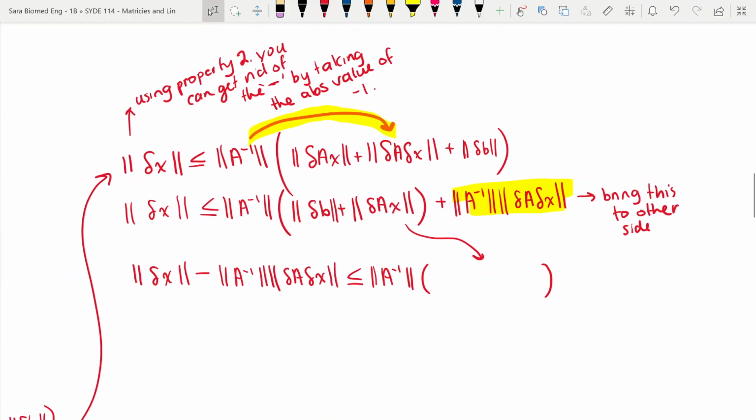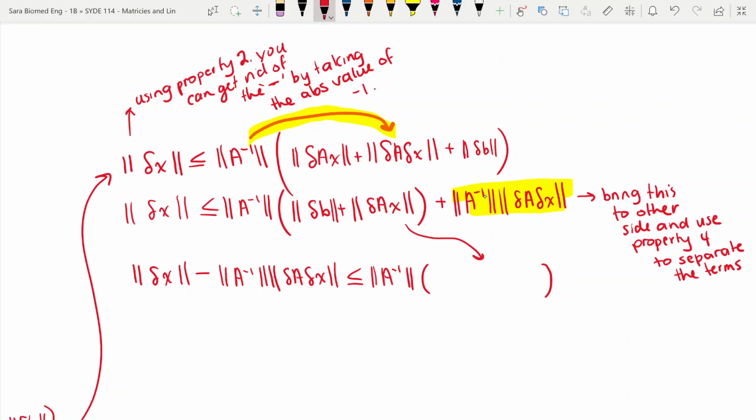What property are we using here? Number 4, right? We have a norm of a multiplication, and right now we're doing a multiplication of norms. Questions? So from here to here, all I do is, by using property 4, I separate these two terms apart. We can think of this as A, and this as B. Right now it's norm of A times norm of B. Okay?